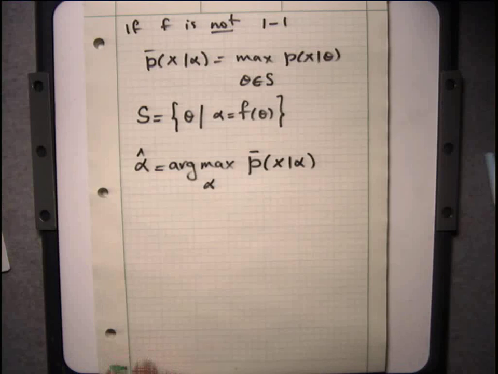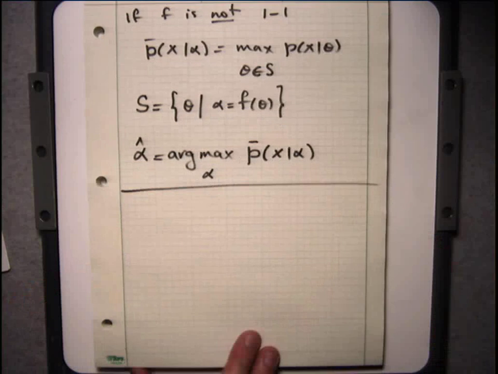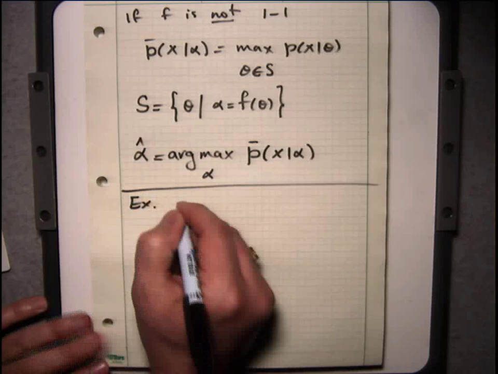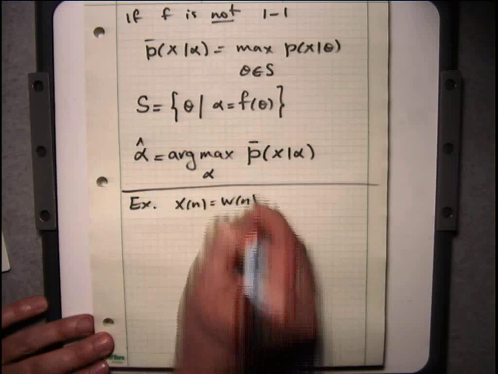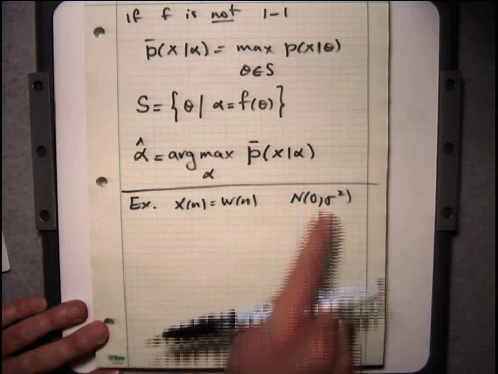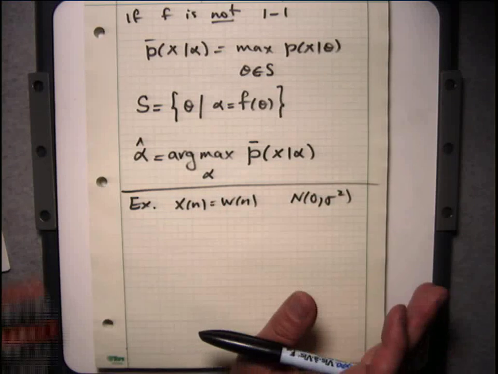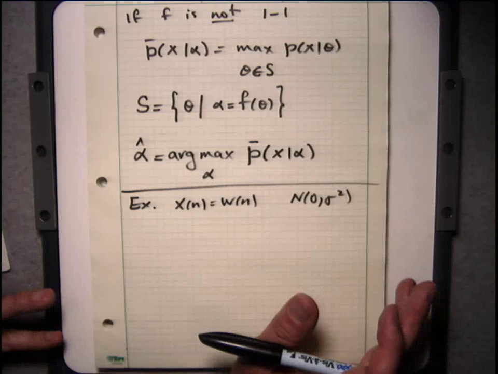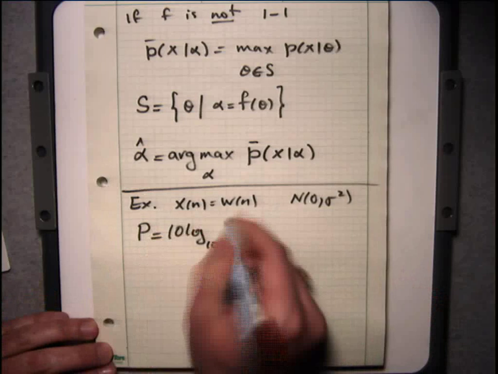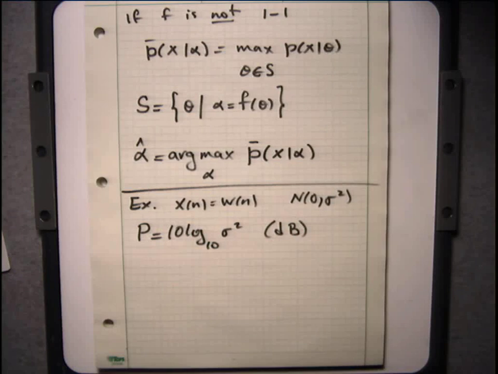Okay, so let me give you a quick example of when this invariance property is useful. As an example, let's say your signal is just noise, zero mean, but with an unknown variance. And what you're interested in is not the variance itself, but you're interested in estimating the maximum likelihood estimate of the noise power. And the noise power is 10 log 10 sigma squared, and this is measured in dB. So how would you do this?